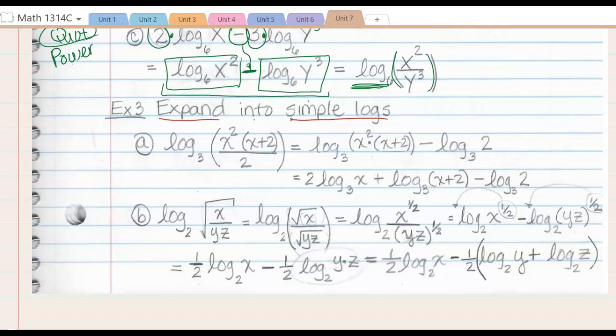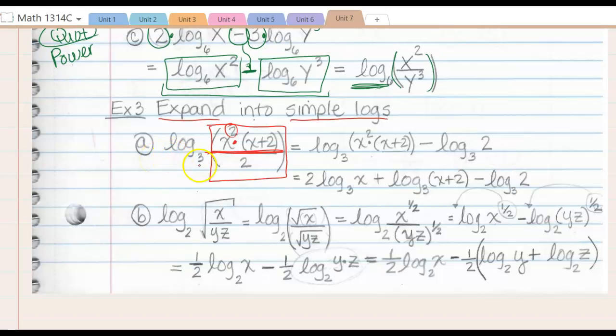So notice if we look at part A here, we have all of this that needs to be leveled out. So we have a power rule here because we have 2 as a power. We have a product rule here because these two things are being multiplied. We have a quotient because the top is being divided by the bottom. So I'm going to rewrite it so that I just do the top and then the bottom.